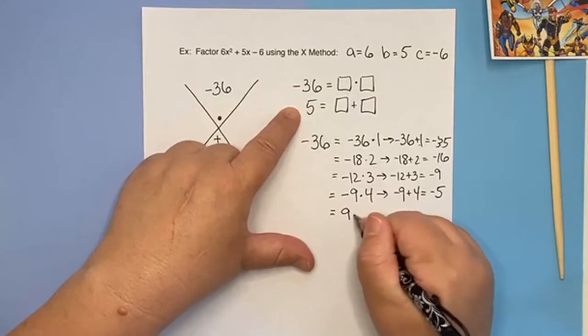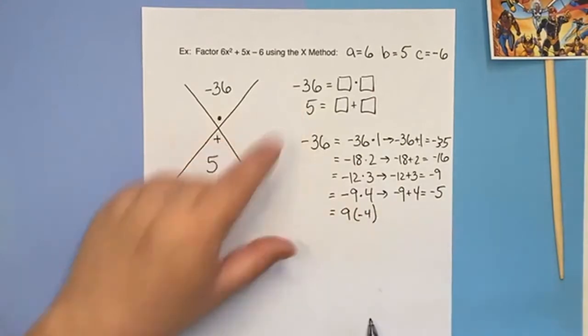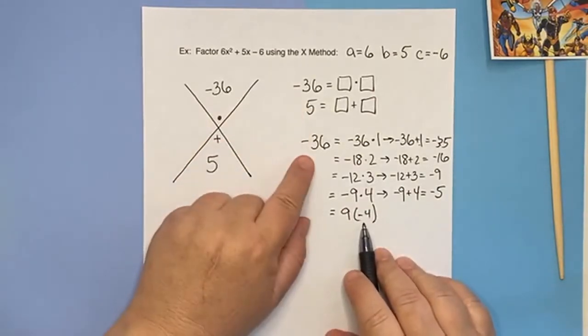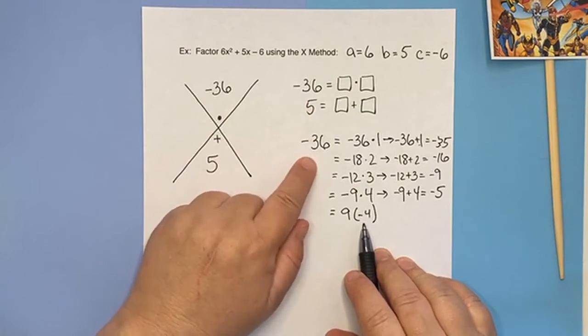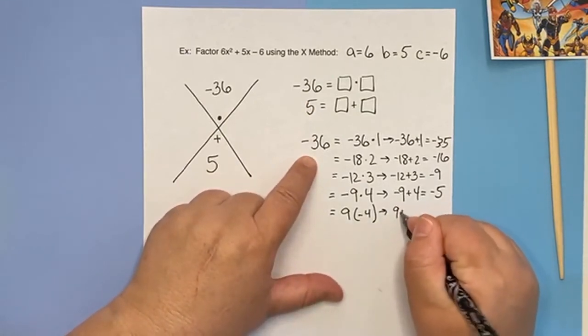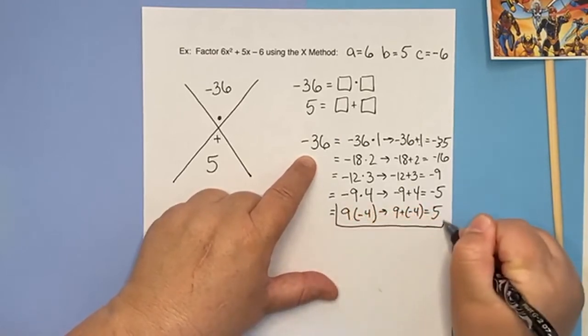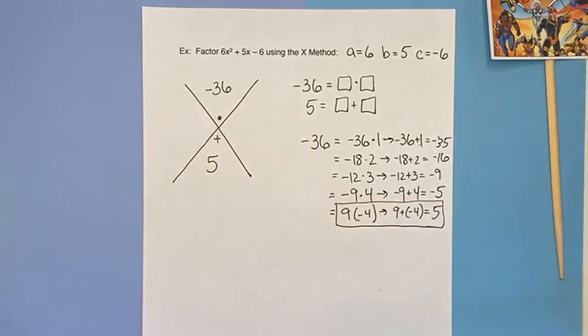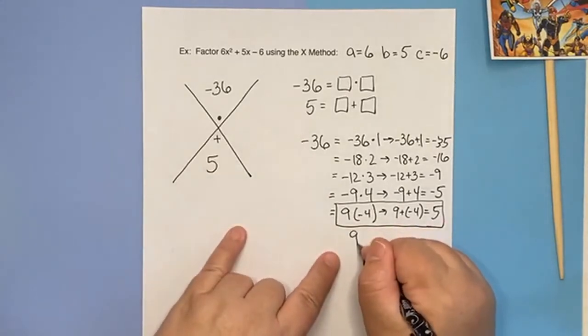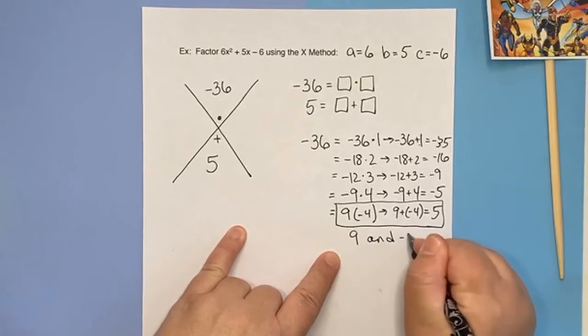Could I multiply 9 times negative 4? 9 times negative 4 is negative 36. Yay. And then what is 9 plus a negative 4? Oh my goodness, guys, we got it. Yay. So I found my two numbers. My two numbers are 9 and negative 4.